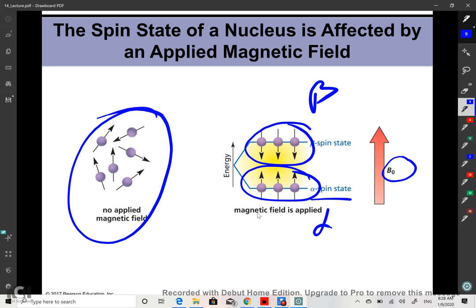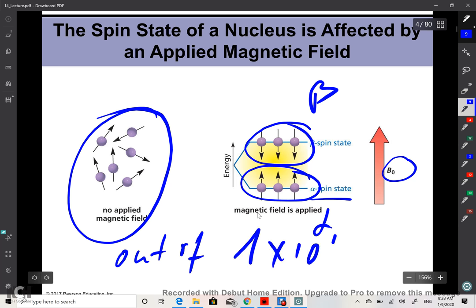Now, you can have millions of nuclei. So if you have millions of nuclei, maybe out of 1 million nuclei, only 20 of those will be in the beta state. Then the rest will be in the alpha state. Does that make sense? Out of millions of nuclei, only about 20 will be in the beta state and the rest will be in the alpha state. Of course, that makes sense because the alpha state is the most stable state.